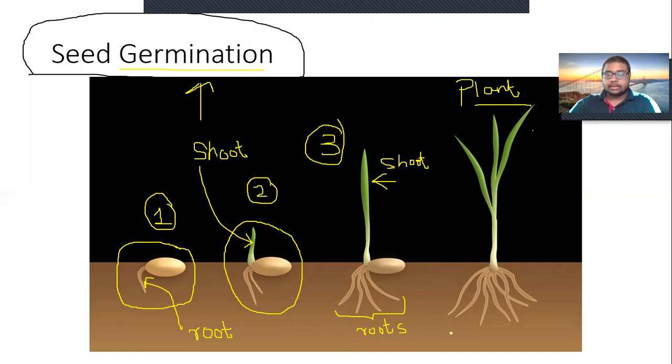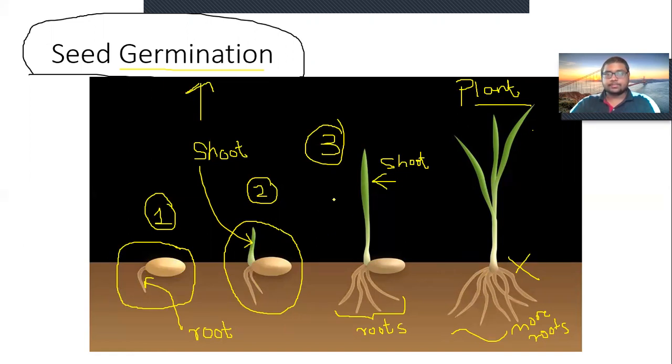Here, more and more roots get developed. You have also noticed one thing. Here, there is no seed. The seed is not here now. Initially, you sowed this seed in soil. Then the root appeared. After the root appeared, the second stage is the shoot. The shoot grows. After the shoot grows, the roots also expand.